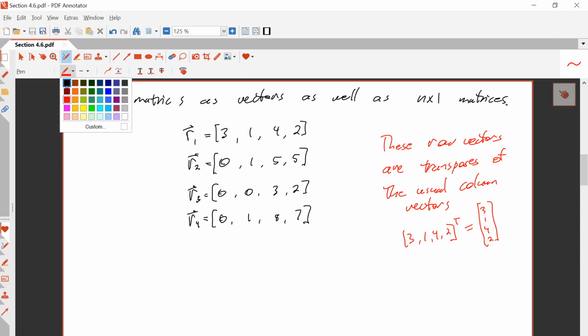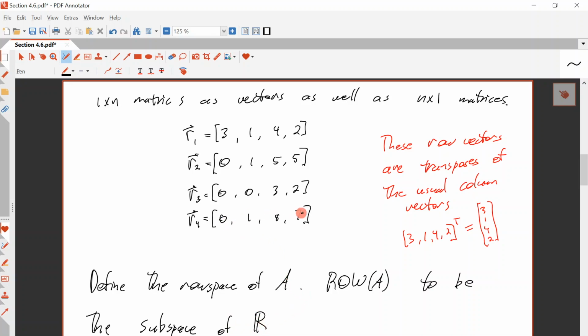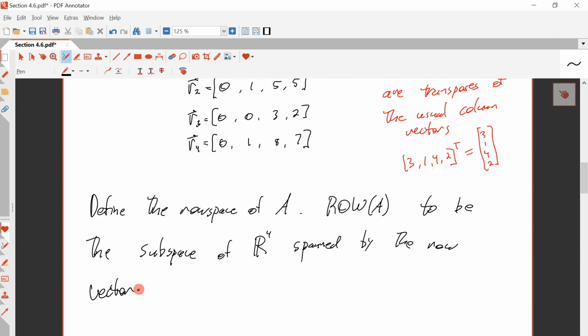So now let the row space of A, Row A, be the subspace of R4 spanned by the row vectors, that is, linear combinations of the row vectors.